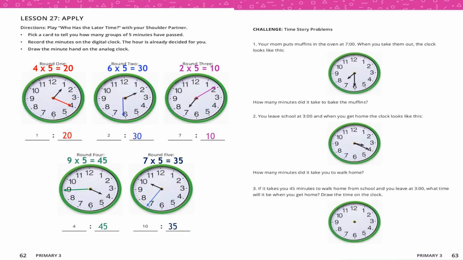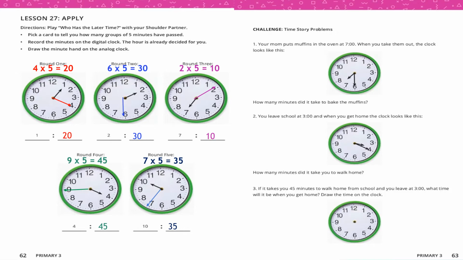Let's move to our story problems. They are challenging, so please focus. Here, the first one. Your mom puts muffins in the oven at 7 o'clock. 7:00 means 7 o'clock. When you take them out, the clock looks like this. First, this clock is what? The short hand for 7, so it's 7, and the long hand for 6 means 6 times 5, 30. So our time here is 7:30.